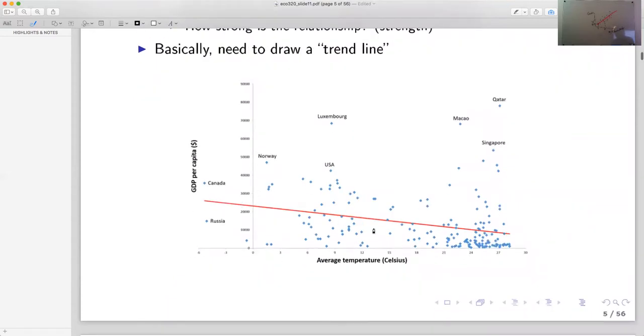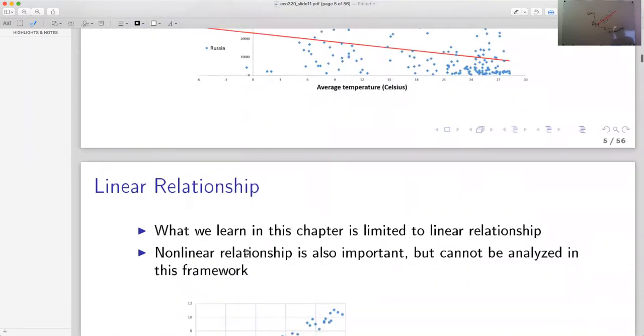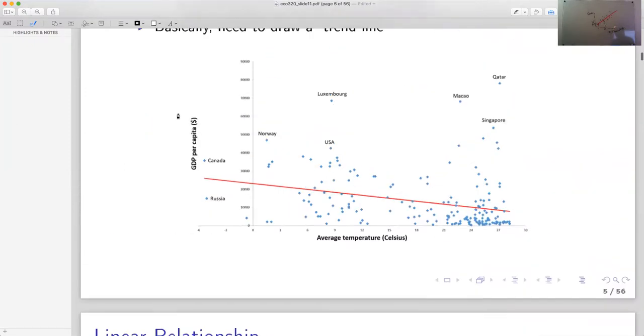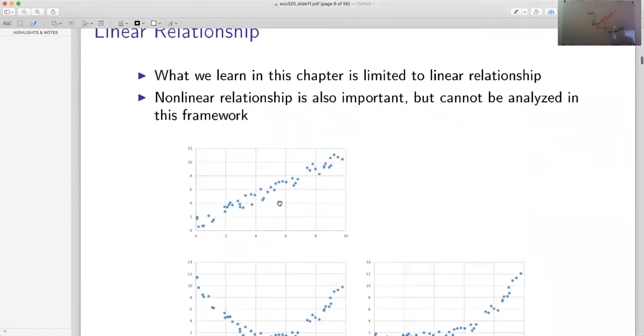As you can see, I can see some negative association between the two. For example, as the average temperature increases, the GDP per capita decreases. That is just a conclusion you can get from these two variables, okay? So, linear relationship. What I'm gonna talk about more is that there are a couple of relationships. The relationship can be linear or it can be non-linear. So let me give you a couple of examples.